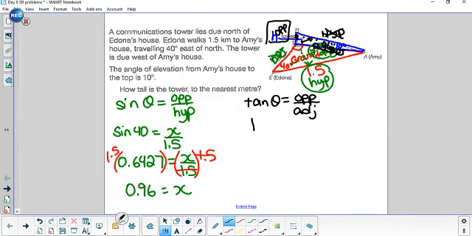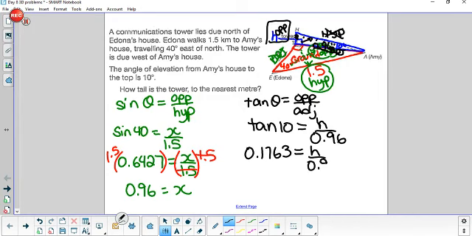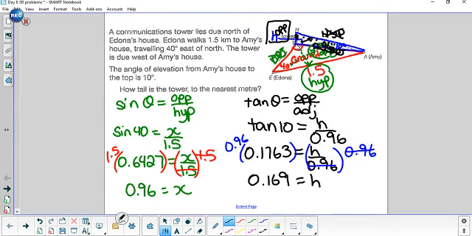The angle measure, so the angle at Amy, is 10 degrees. The opposite side is the height of the tower. That's what we're looking for. And the adjacent is what we just found, that common side. So now tan of 10 is 0.1763 equals our h over 0.96. We multiply both sides by 0.96. So these will cancel out. And when we multiply those together, we get 0.169. Oh, that's in kilometers, so it's 0.169 of a kilometer. Or if we were to convert that back, it would be 169 meters tall.